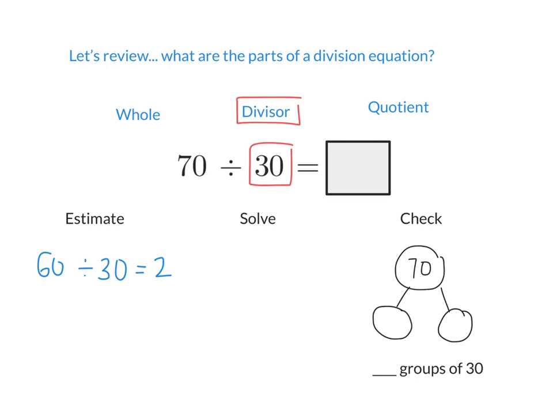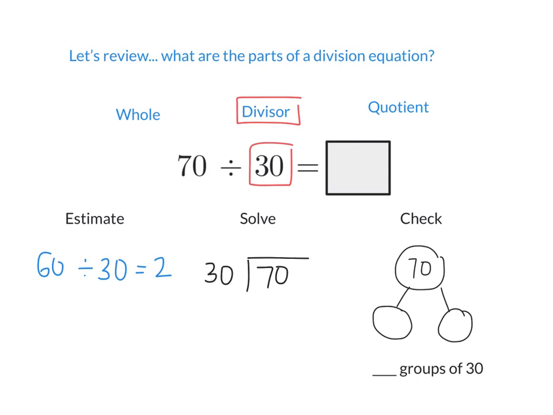Now that we've estimated, we can actually solve the problem. Which number is living in the house? 70. The whole. Very good. So go ahead and put 70 in the house using the standard algorithm. Who's knocking on the door? 30, or the divisor. Very good. Okay, now, remember when we divide using the standard algorithm, the family comes in to help. Dad, mom, sister, brother. What does dad do? Divide. So he has to say, okay, if I have 70 and I want to divide it into 30 equal groups, how many can I do?